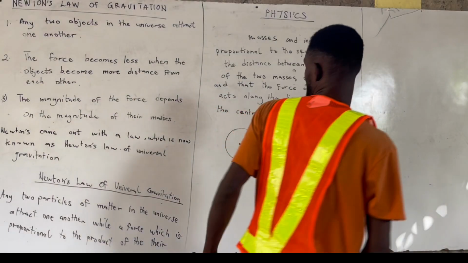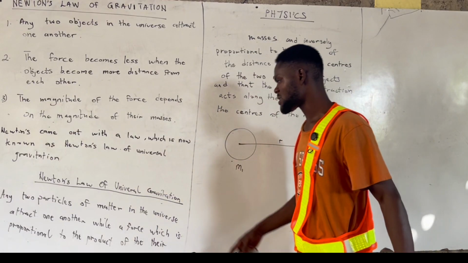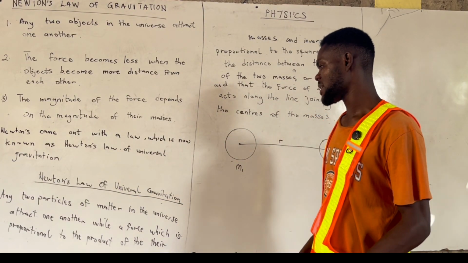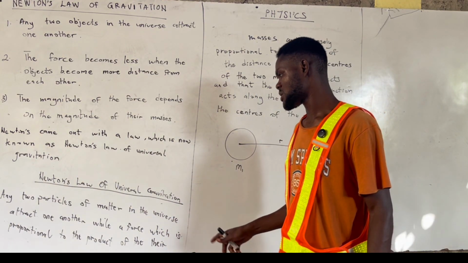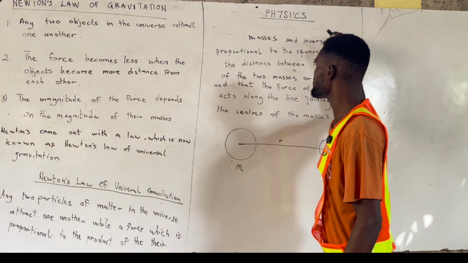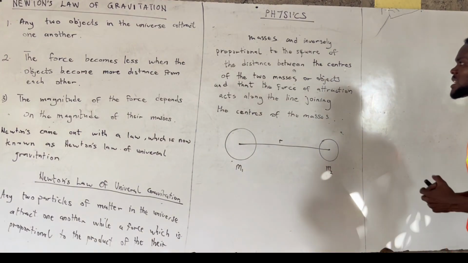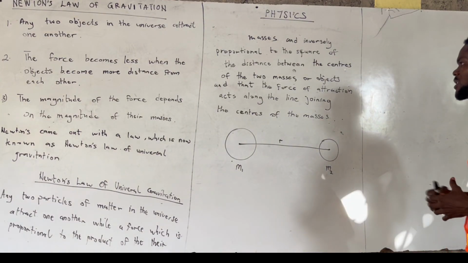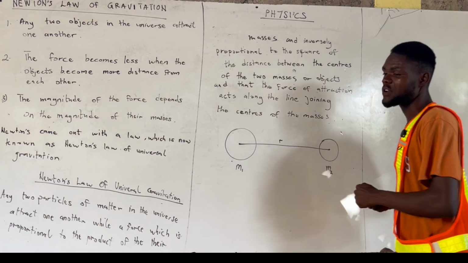So Newton's law of universal gravitation: any two particles of matter in the universe attract one another with a force which is proportional to the product of their masses and inversely proportional to the square of the distance between the centers of the two masses or objects, and the force of attraction acts along the line joining the centers of the masses.